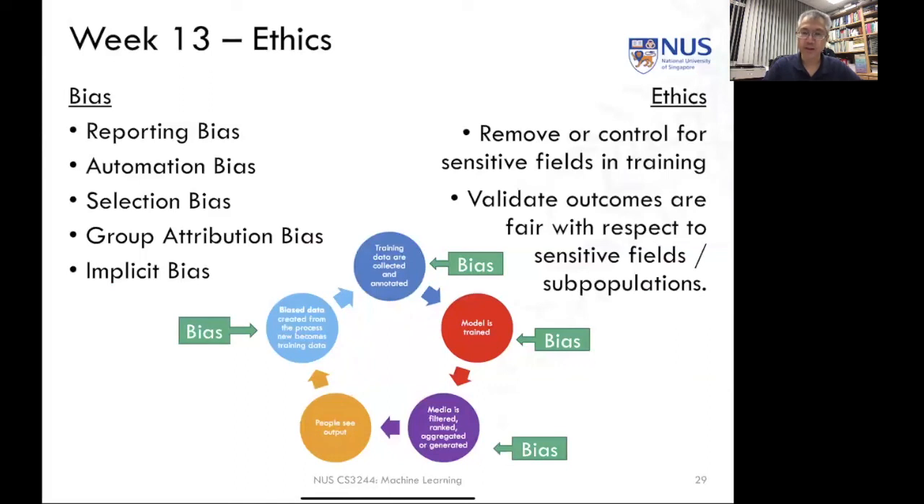We need to be sensitive to remove or control for sensitive fields in training and make sure that whatever outcomes that we engineer are fair with respect to the sensitive fields and the outcomes for particular subpopulations that our machine learning systems may be deployed to.